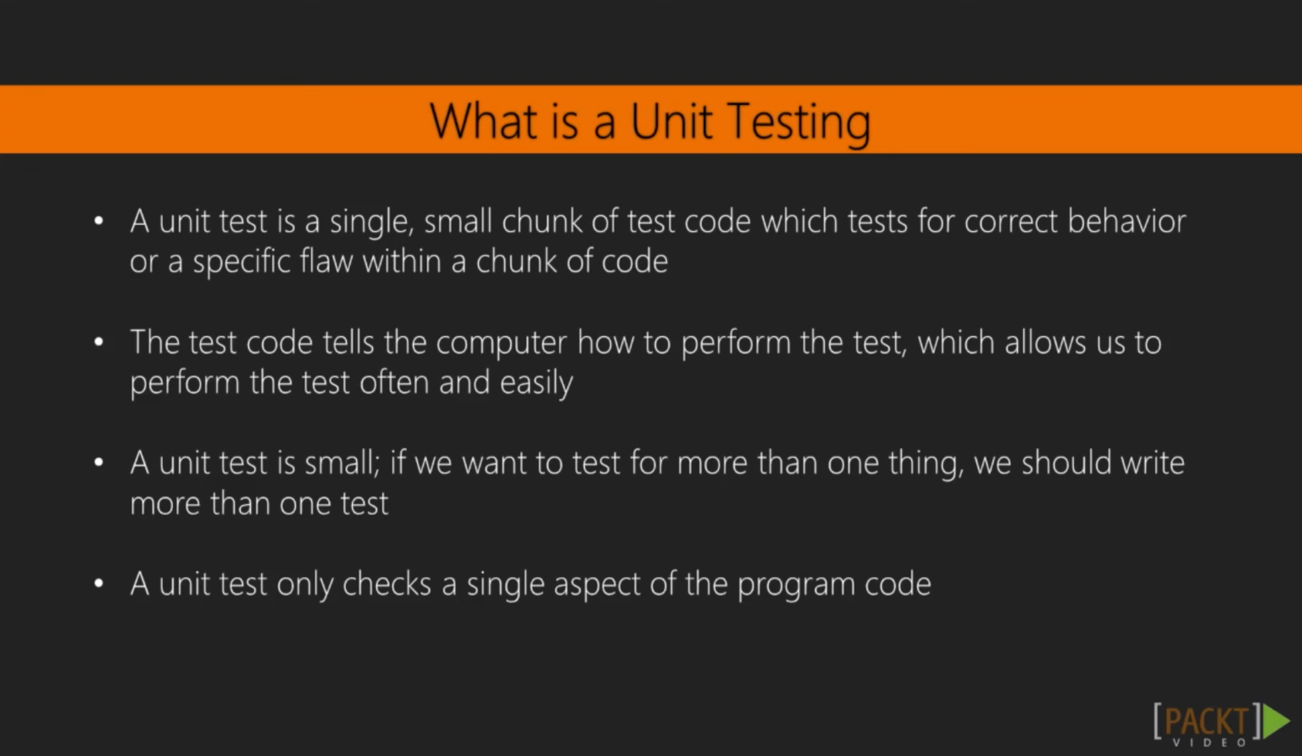If we want to test for more than one thing, we should write more than one test. A unit test only checks a single aspect of the program code, because when a test fails, we want it to tell us exactly what the problem is. A unit test only involves a narrow region of the program code, because when a test fails, we want it to tell us exactly where the problem is.